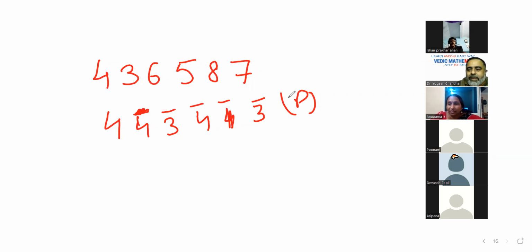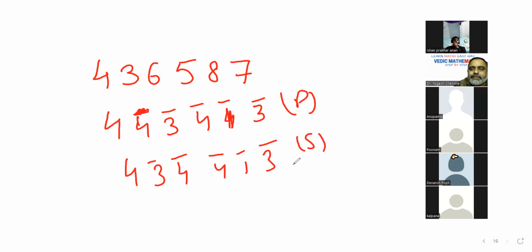Yes, Kalpana, Devansh, Sudhanshu. Yes, sir. 4, 4, 3 bar, 4 bar, 1 bar, 3 bar. Yes, other Kalpana. So 4, 3 bar, 3 bar, 4 bar, 1 bar, 3 bar, sir.